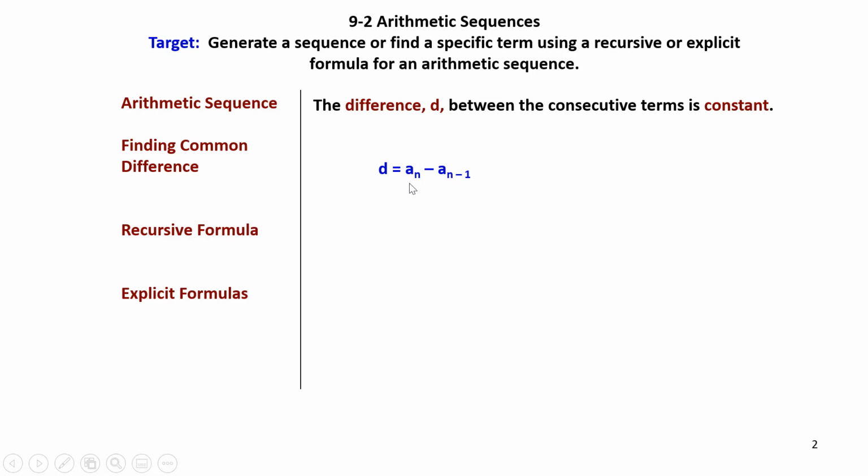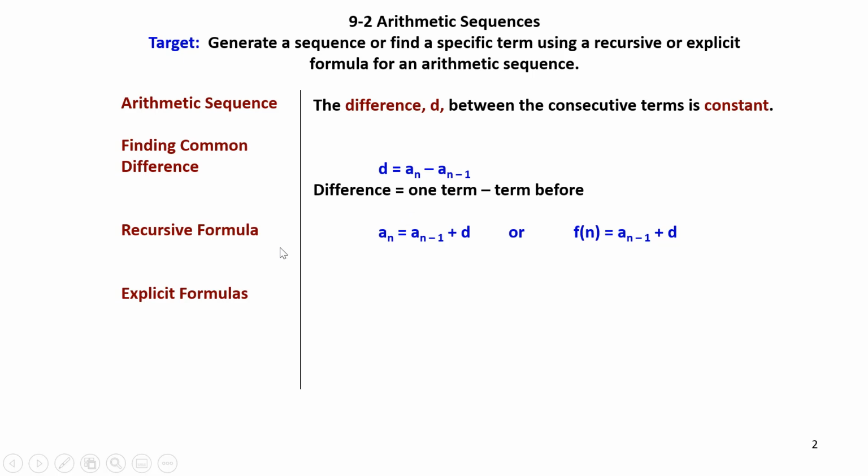So, a sub n is any term in your sequence. You just pick a term. That means a sub n minus 1 is simply the term before that one. So if I pick the fifth term in the sequence and subtract the fourth term, a sub 5 minus a sub 4, that tells me the difference between terms. In my last sequence, 2, 4, 6, 8, 10, if I took 8 and subtracted 6, that would be the difference of 2.